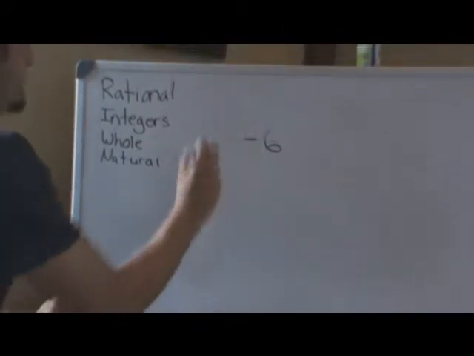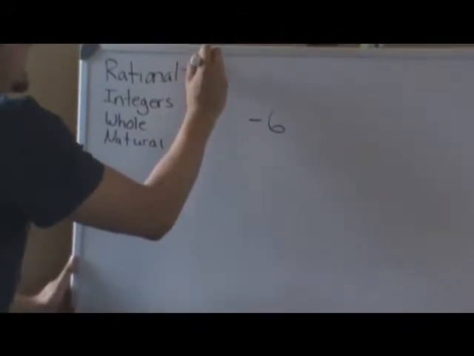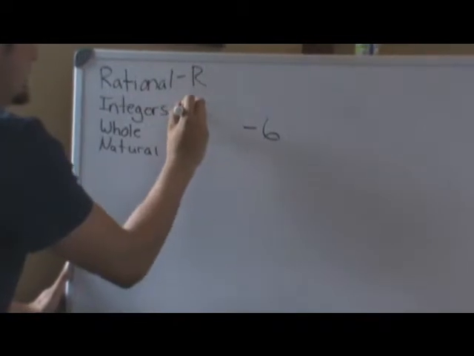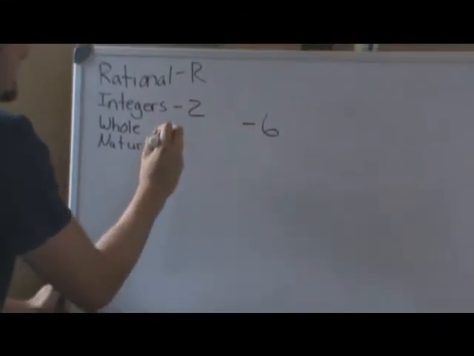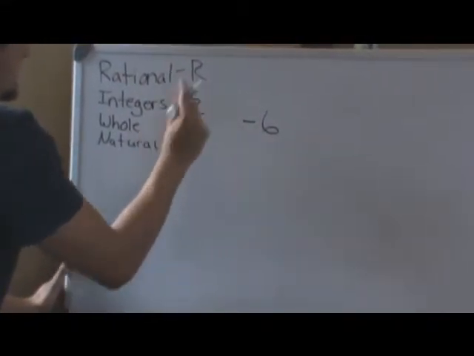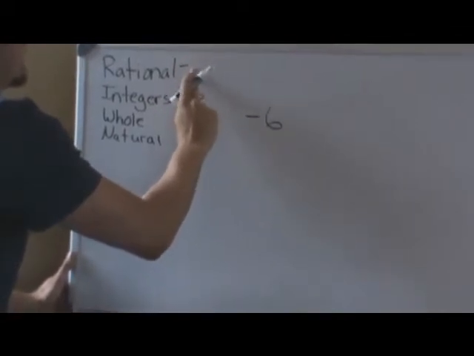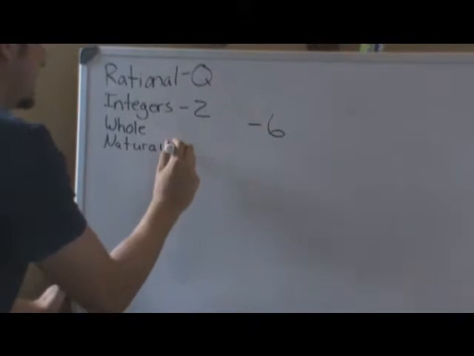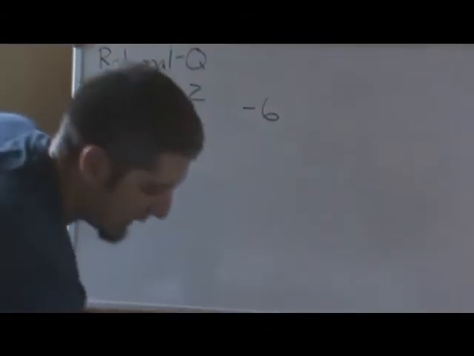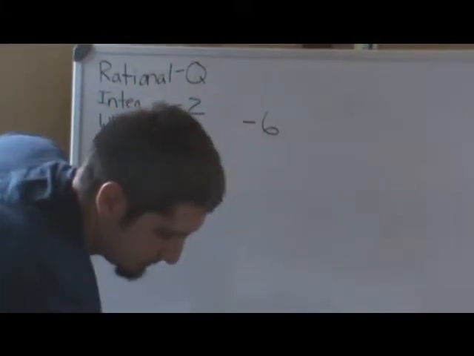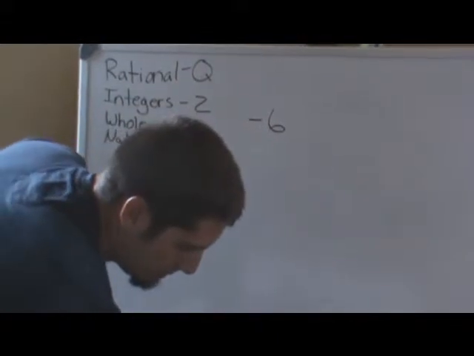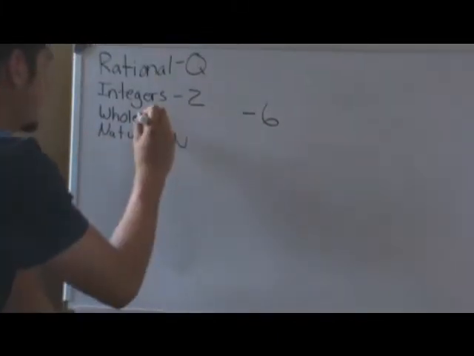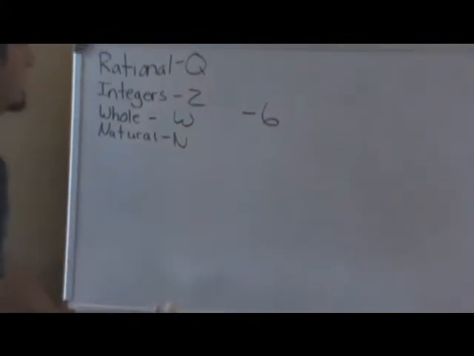Okay. Rational numbers are represented by the letter Q, integers by the letter Z, natural numbers by N, and whole numbers by W.